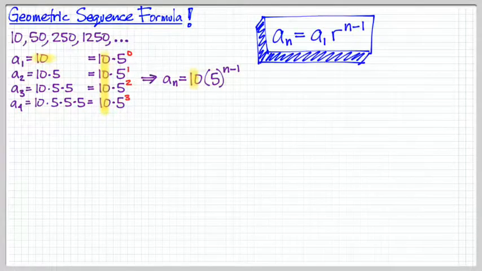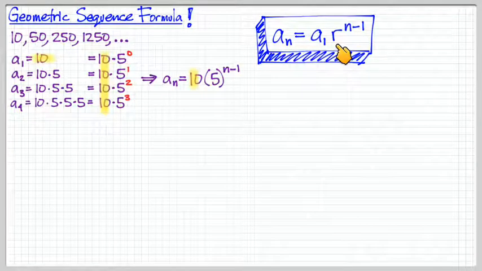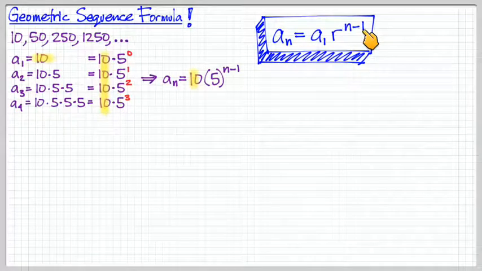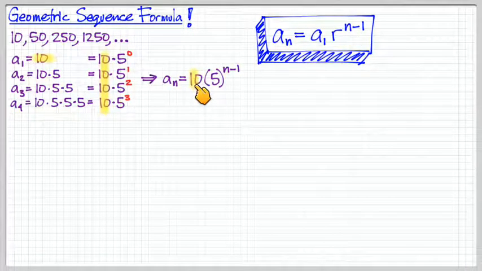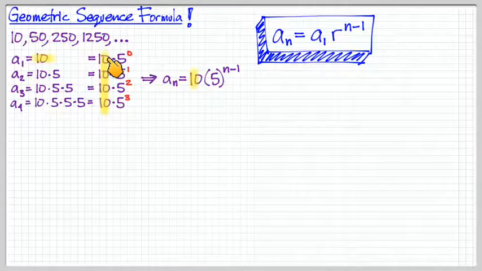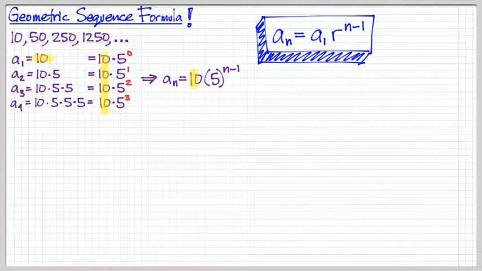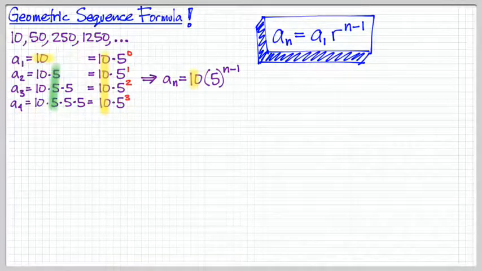So we could see a general rule being formed for any geometric sequence where the nth term is the first term times the common ratio to the power of n minus 1. And so we see it play out in this specific case here, where a1, the first term, was 10. We had our common ratio here being 5. So 5 is the common ratio.